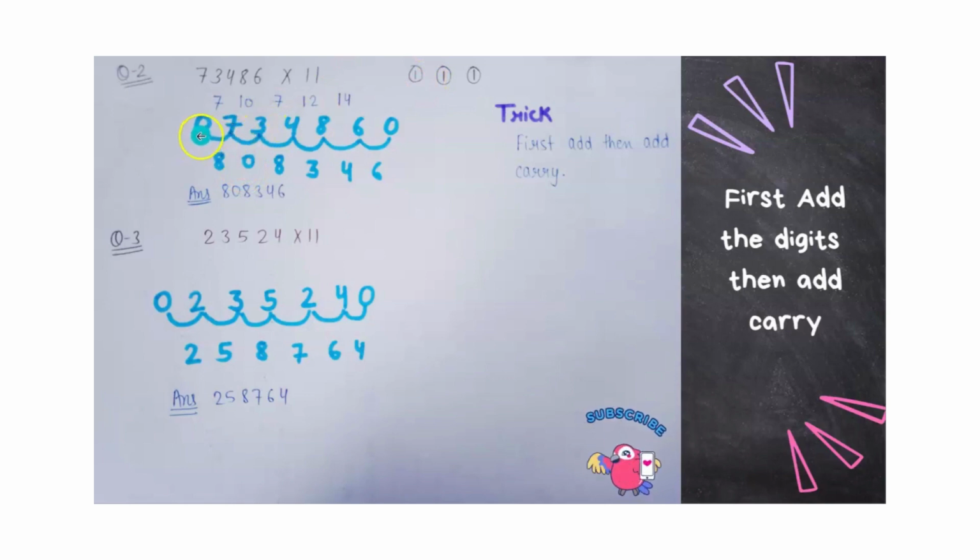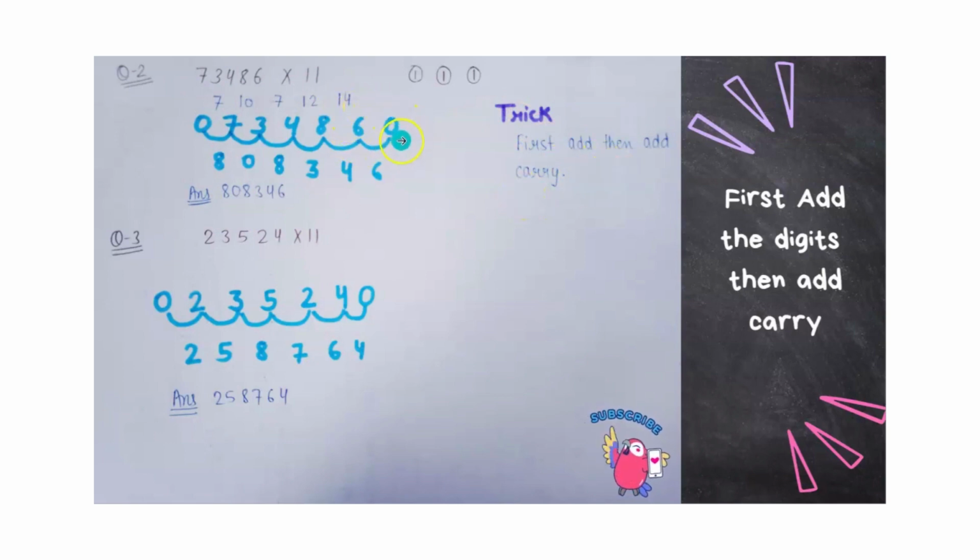Then 7 plus 0 will be 7. But you know that you have one carry. So you need to add this carry to this 7 and then you will get 8. So this is the answer of this multiplication. Okay. So the trick is that first add, then add carry.